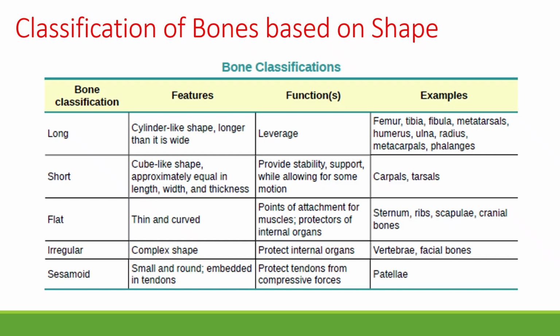Flat bones are thin and curved. These serve as a point of attachment for muscles. They also serve to protect internal organs. So things like your sternum and your ribs and your scapula, your cranial bones, those are all examples of flat bones.